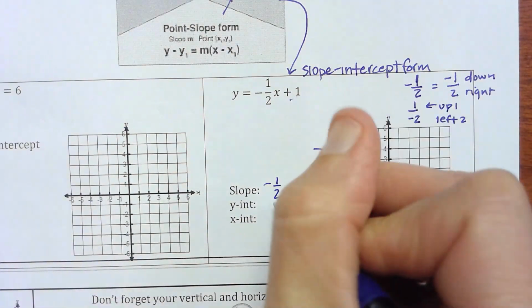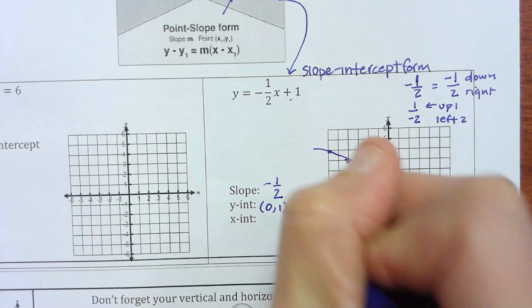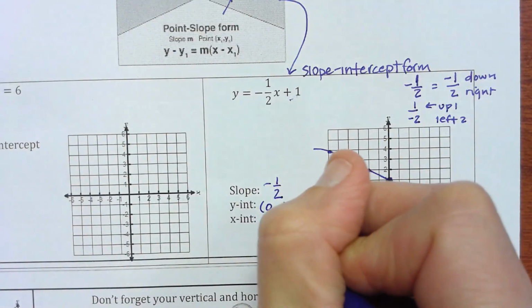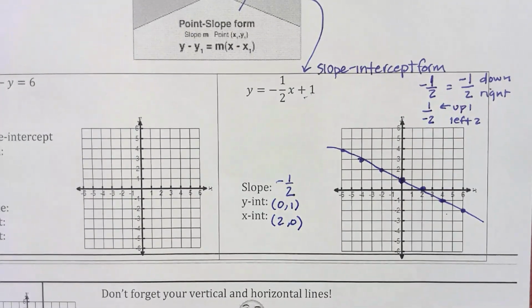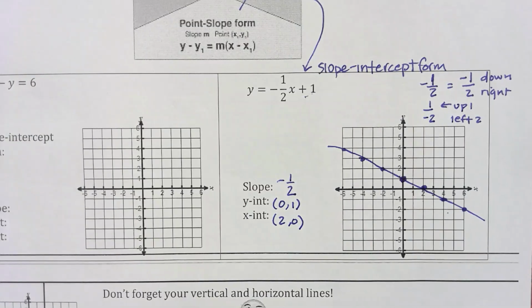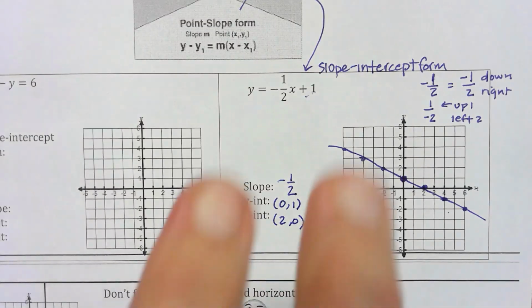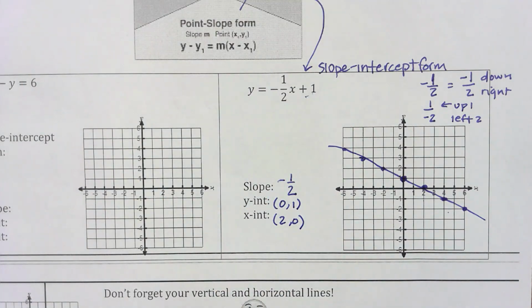This line has a slope of negative 1/2. It has a y-intercept at (0, 1), and it has an x-intercept at (2, 0). Whenever we write intercepts, we want to write them as ordered pairs. So don't just put 1, put (0, 1). That's your y-intercept. That one was already in slope-intercept form, which made it a little bit quicker to graph.